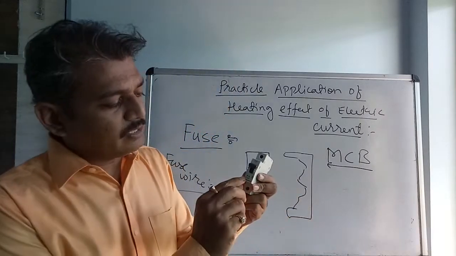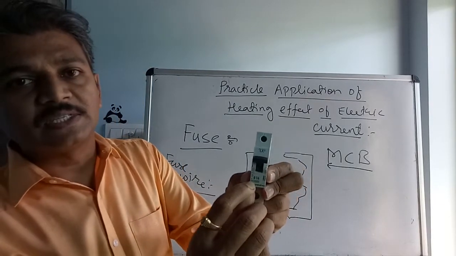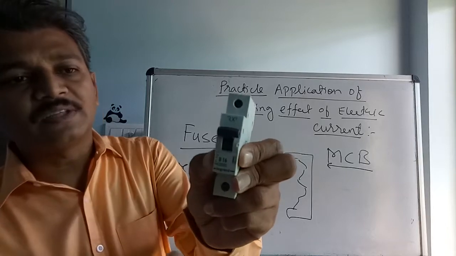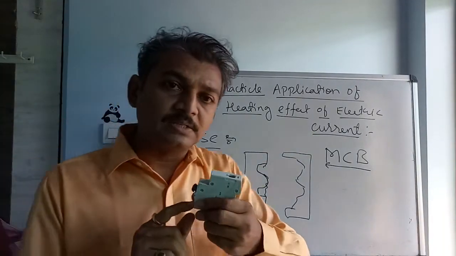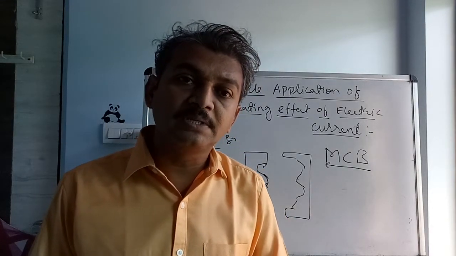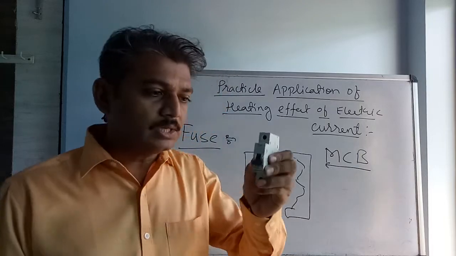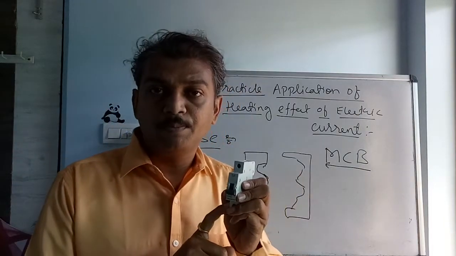So in this way, for example, it is written, if you can see it clearly, B16. If you can see it clearly, it is 16. So now this 16 is the rating of this MCB. 16 is the rating, meaning ampere. This MCB can work up to 16 ampere power supply.